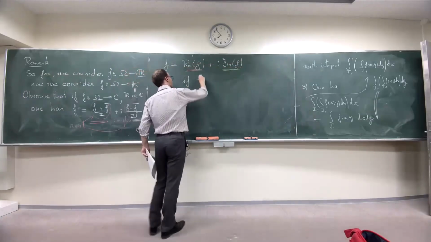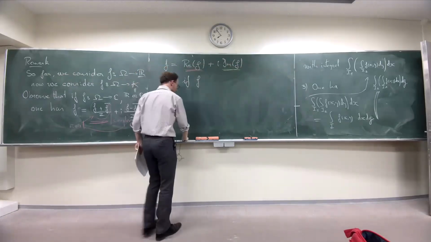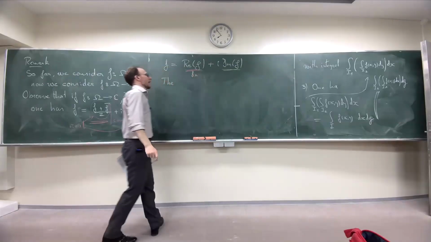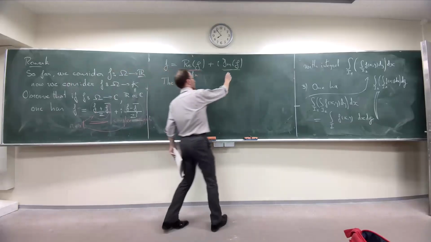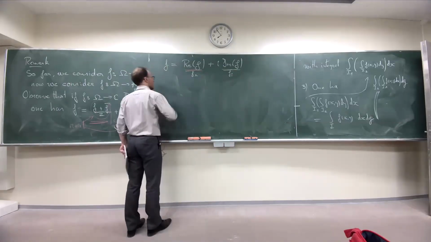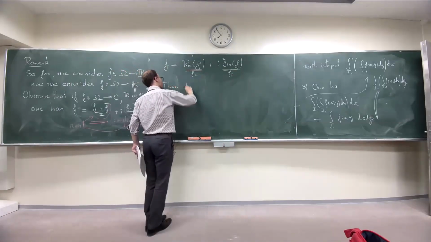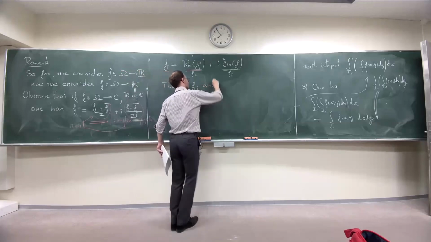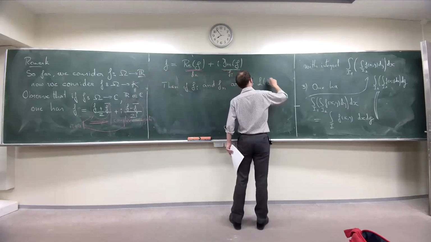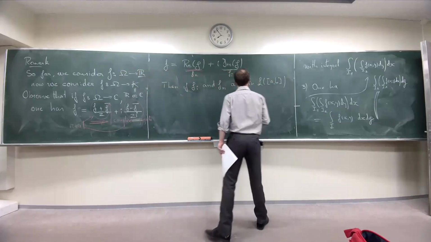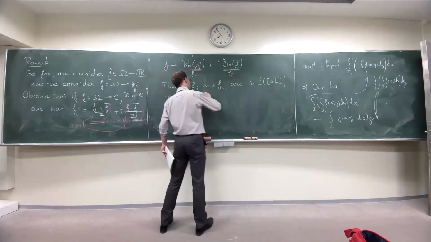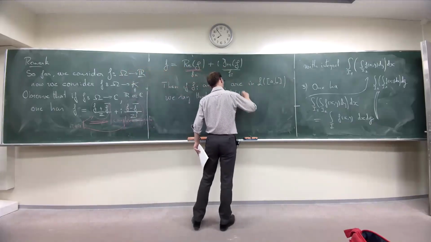If, and I'm going to give a shorter name because this is too long. I'm just going to keep this FR for real and FI for imaginary. Then if FI and FR are in L of AB, we say that F is in L of AB.